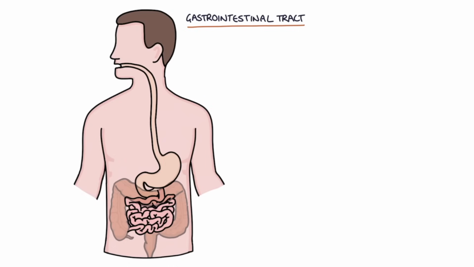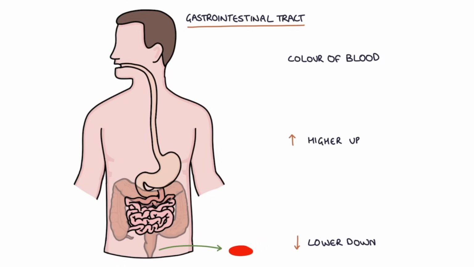The first clue as to what is causing rectal bleeding comes down to the colour of the blood in the stool. As a general rule, when the source of bleeding is lower down or further along the gastrointestinal tract, there will be a brighter, redder colour to the blood, compared with sources higher up the gastrointestinal tract where the blood will be darker in colour.